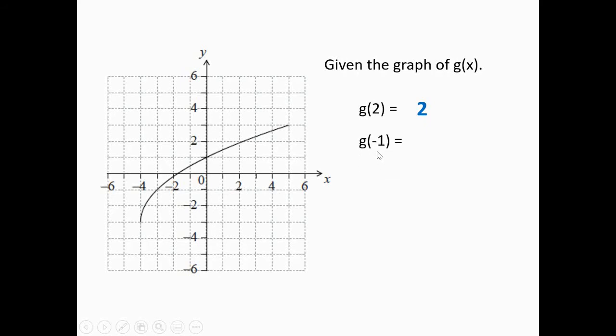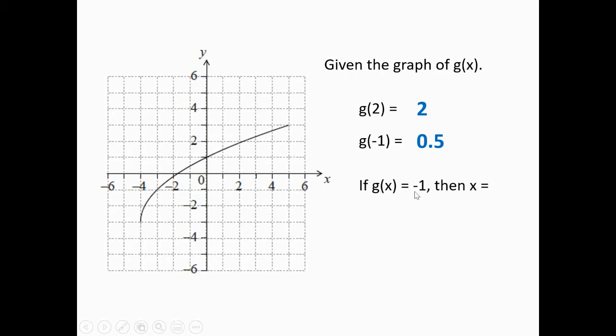What happens when the input is negative 1? In this case, 0.5, let's check. So again, the input is -1. So I look at the x-axis, go to -1 here, I look at the function. So when I have -1, the output, the y value, is 0.5.